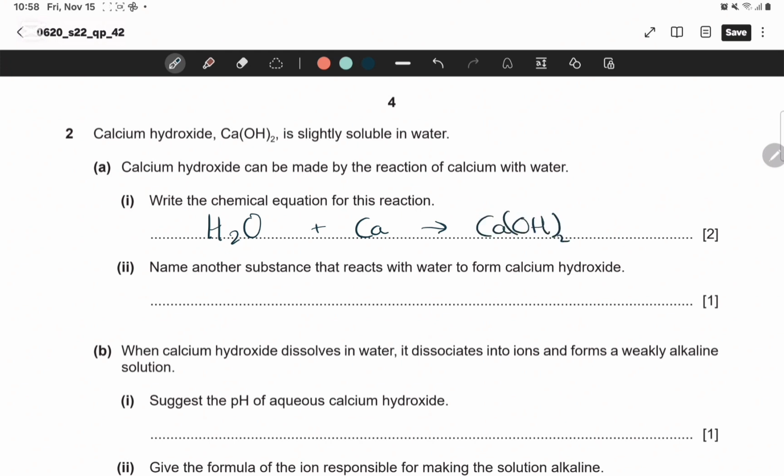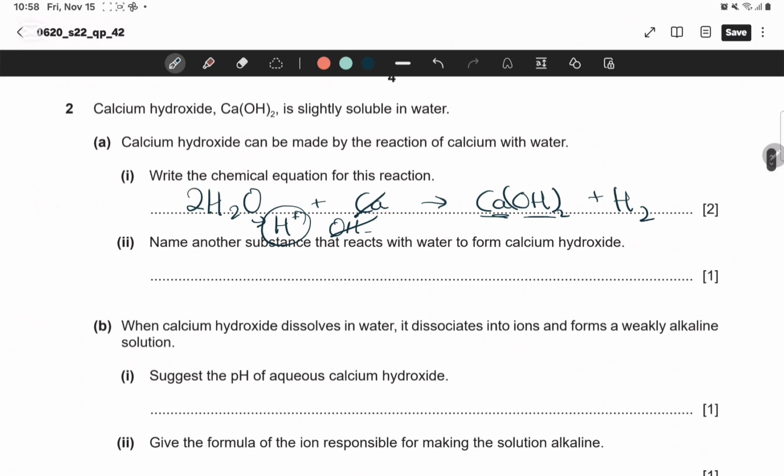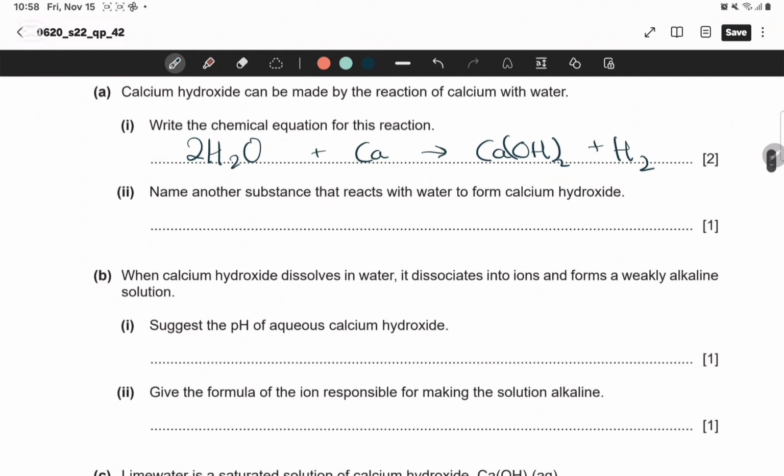Ca(OH)2. So what's left? We already used, H2O is H plus and OH minus. We used the Ca here, we used the OH here, but we didn't use the H plus. So plus H plus, H2, okay? And then we just balance it, we put a 2 here, and that's it. Okay, so the answer is this. And please don't forget to balance it, because you get a mark for that.